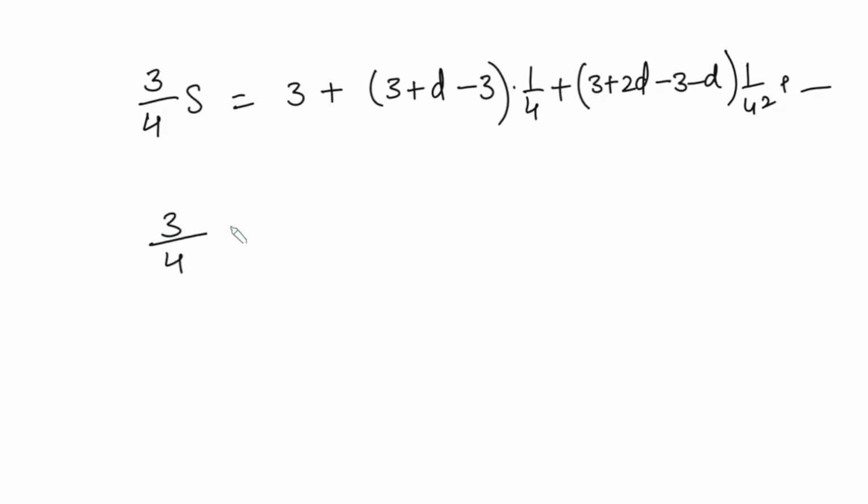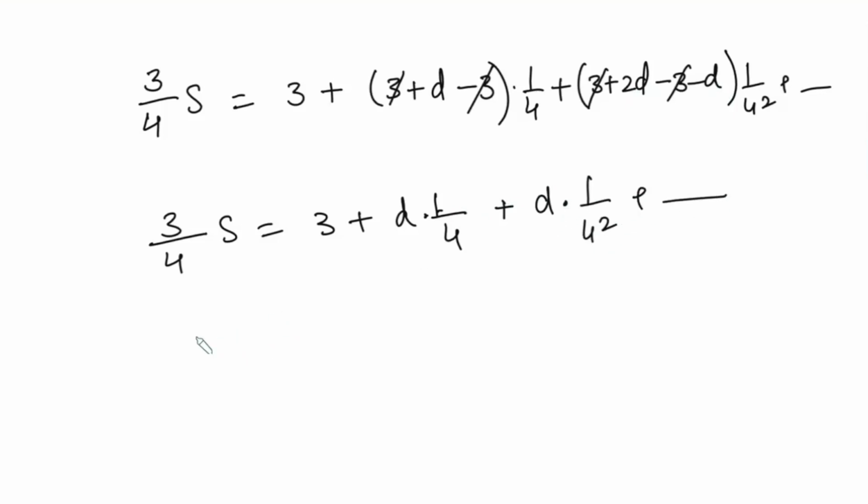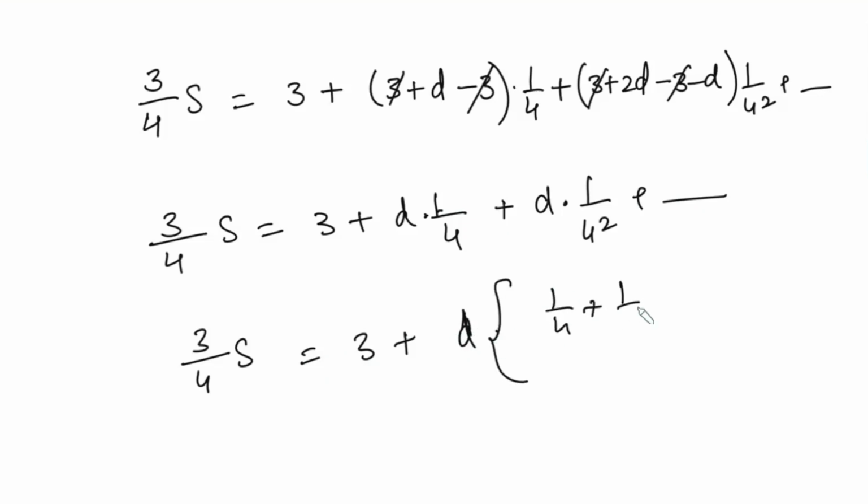That is the same as 3 over 4 times S equals 3 plus, here 3 will cancel out, so you have d times 1 over 4. Second part will be, again 3 will cancel out, and 2d minus d is d, so it's d times 1 over 4 squared, and so on. So you have 3 over 4 times S is equal to 3 plus d common from these terms. We have 1 over 4 plus 1 over 4 squared, and so on up to infinity.